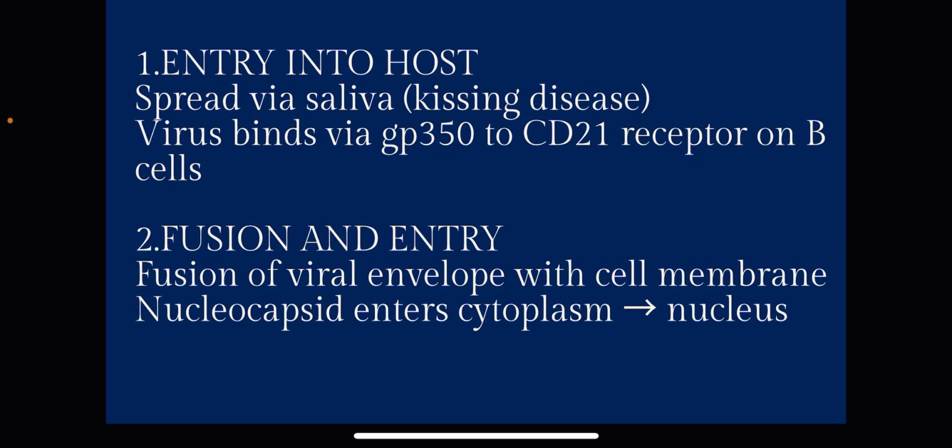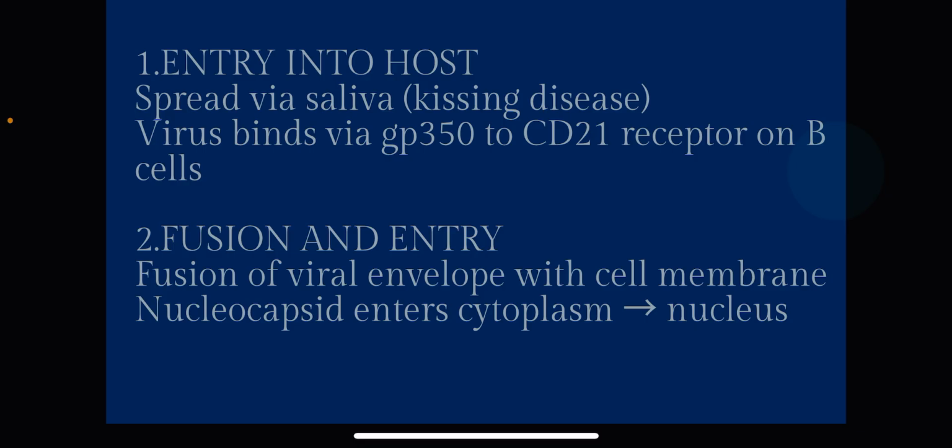We'll see detail as we have already discussed. First one is entry into the host, that is spreads via saliva. It is also called the kissing disease. Virus binds via glycoprotein 350 to CD21 receptors on the B cells. The fusion and entry: the fusion of the viral envelope with the cell membrane, the nucleocapsid enters the cytoplasm and then to the nucleus.